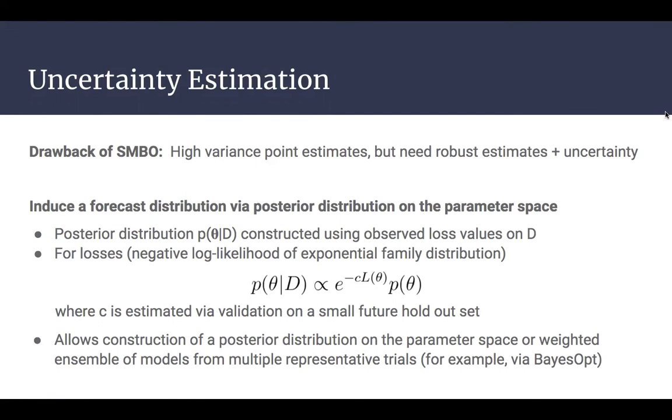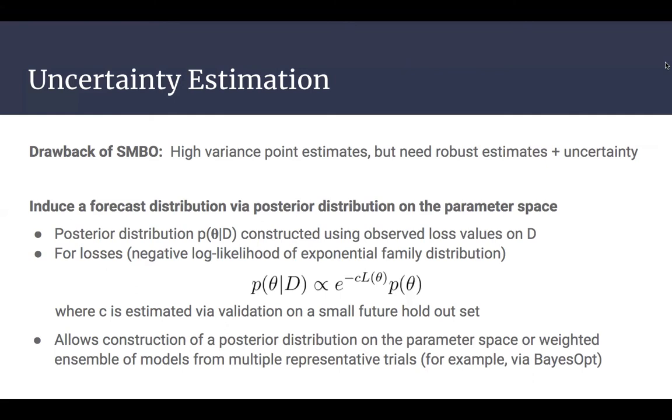Most epidemiological forecasting applications, however, need robust estimates as well as confidence intervals. The posterior distribution P of theta given D is constructed based on the observed loss values on the data D. When the losses correspond to the negative log likelihood of the exponential family distribution, then the posterior distribution P of theta given D is given by this equation here on the slide. Here the constraint C is estimated via validation on a small future holdout set.